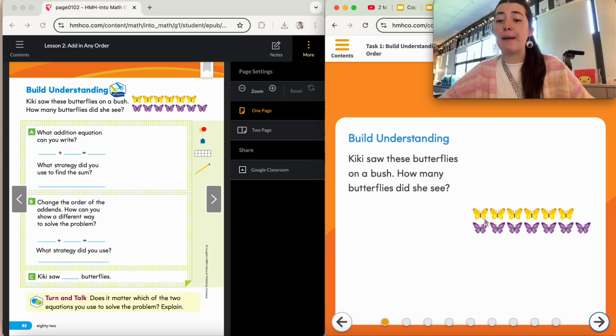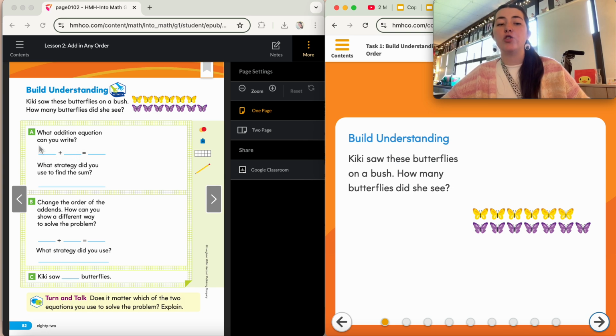So I'm going to first look at my yellow butterflies and count them to figure out my first addend. Alrighty, let's count them together. 1, 2, 3, 4, 5, 6. So we have a 6 that would go as our first spot. You can write a 6 right here where my mouse is. And then we need to figure out how many purple ones so we can figure out our second addend. So now let's count our purples. 1, 2, 3, 4, 5, 6, 7. So our second addend is 7, so we're going to write a 7 right here.